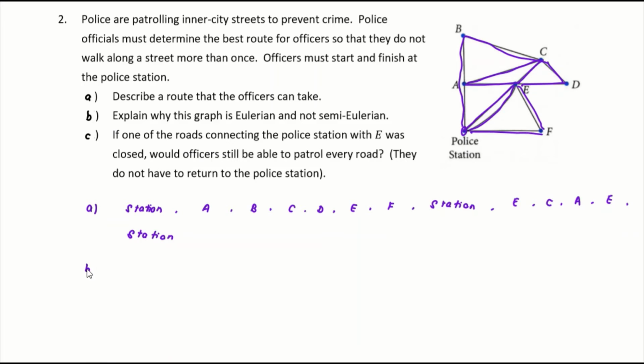Okay, so B, explain why this graph is Eulerian but not semi-Eulerian. Yeah, because you can see that every vertex here, all vertices in this graph, are of even degree.